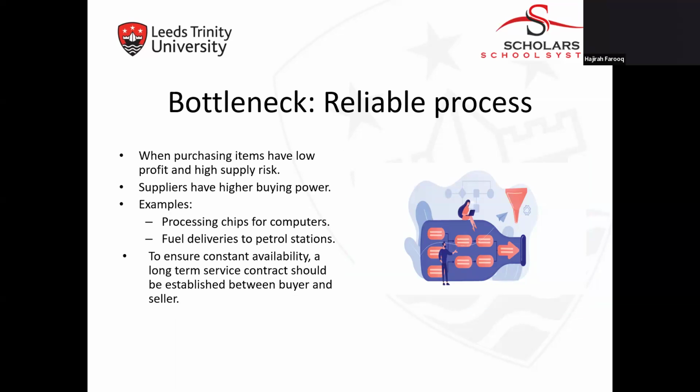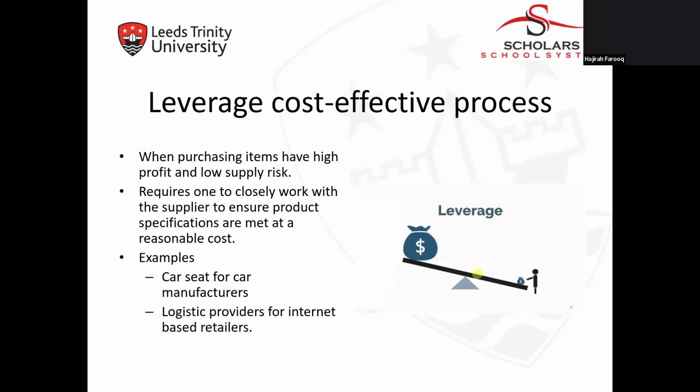So when purchasing items have low profit and high supply risk, suppliers have higher buying power. For example, processing chips for computers or fuel deliveries to petrol stations. To ensure constant availability, a long-term service contract should be established between the buyer and the seller.